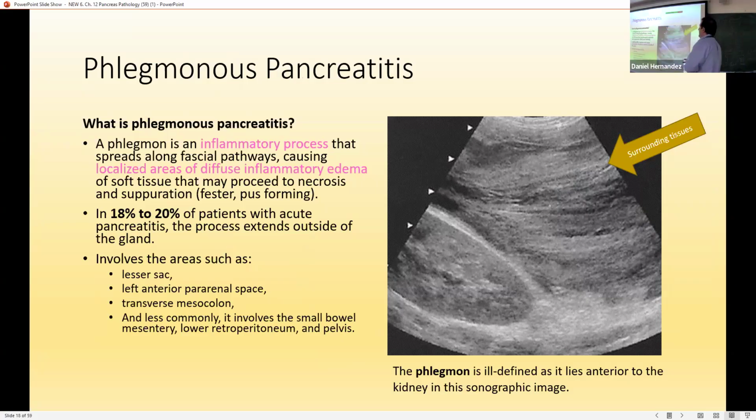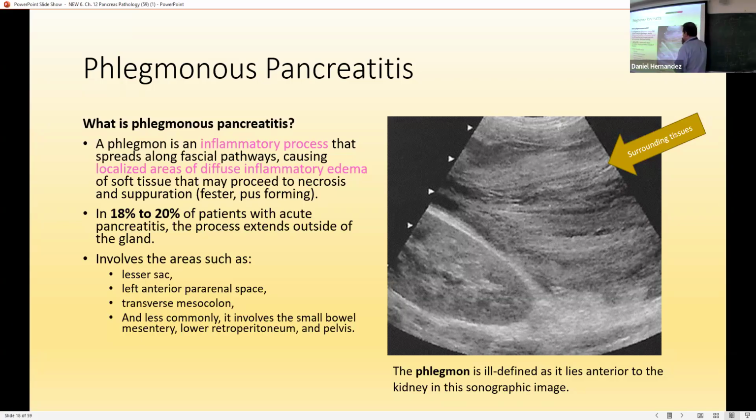Phlegmonous pancreatitis: a phlegmon is an inflammatory process that spreads along the fascial pathways, causing localized areas of diffuse inflammatory edema or soft tissue swellings. This may produce necrosis and suppuration. So this is pus formation.